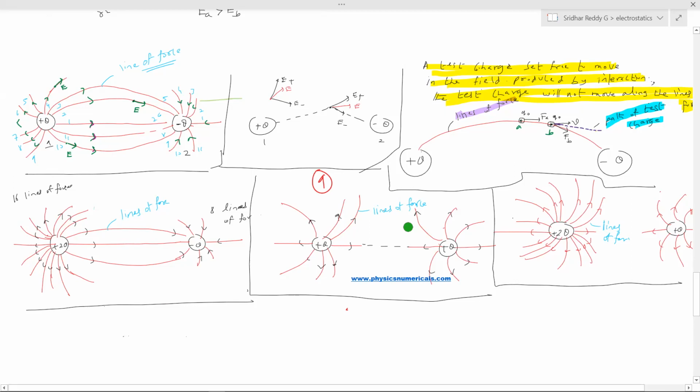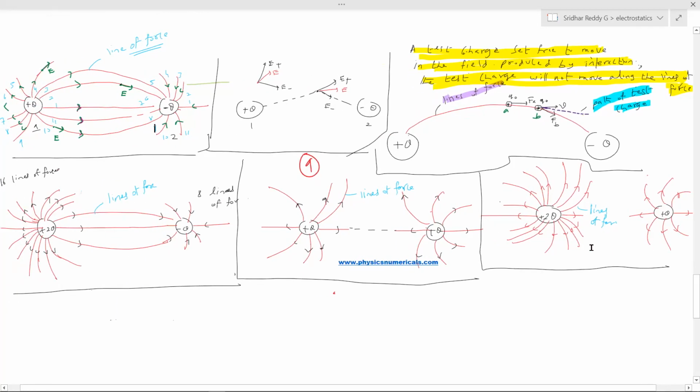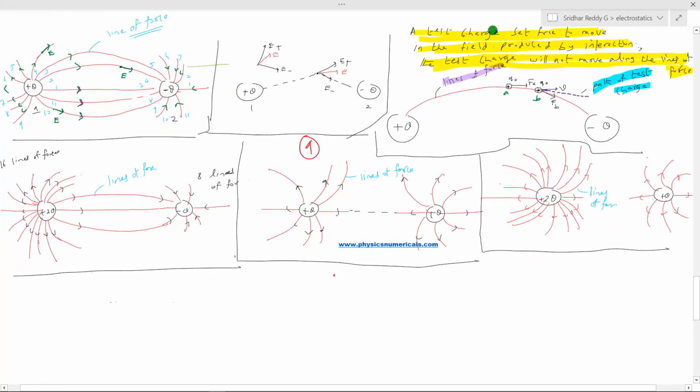Then if two like charges of magnitude, say plus 2q and another plus q, then again the number is the same: if I assume 16 lines, then here 8 lines of force should come. And the lines of force, I'm showing it in this way. Got the idea? Okay, one more small, very important piece of information. Let me share it. Then I'll come back to this one.